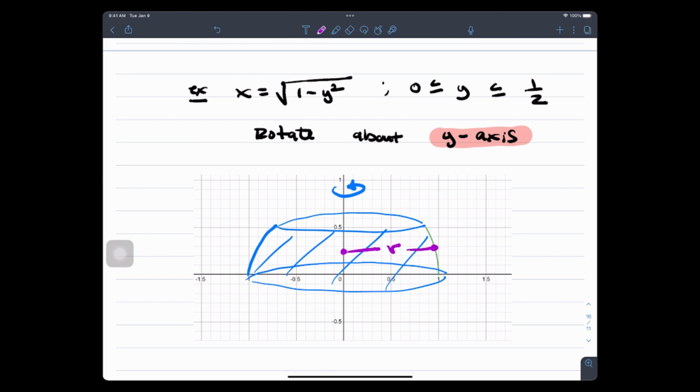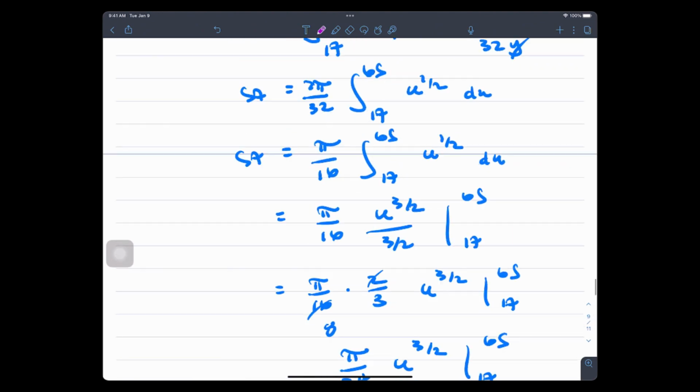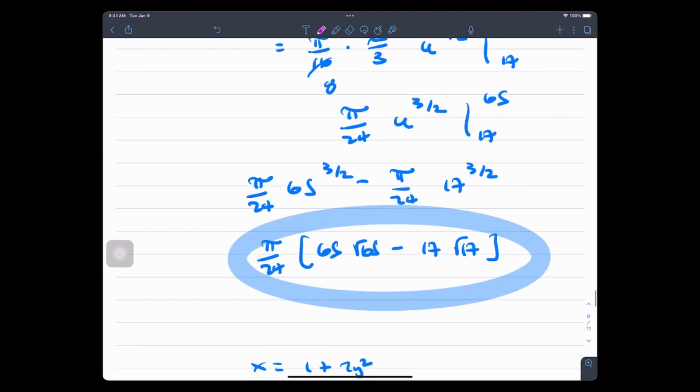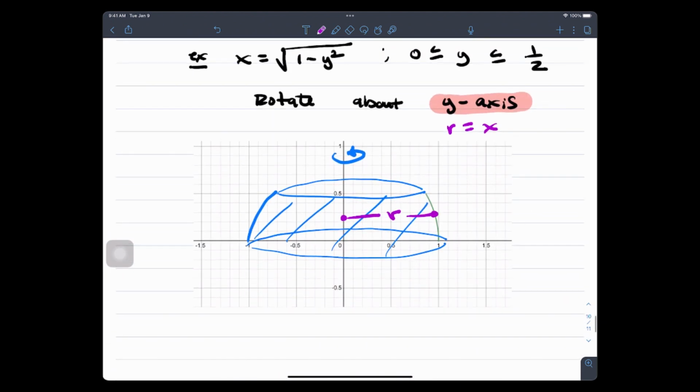So what would you guys say our radius is now? I don't know. Let's see. Is your radius going to be x, ladies and gentlemen? Let's see. What was this here? Your radius, when it's vertical, is y. Horizontal, radius is x. Is that right?